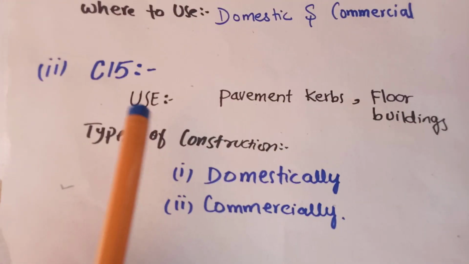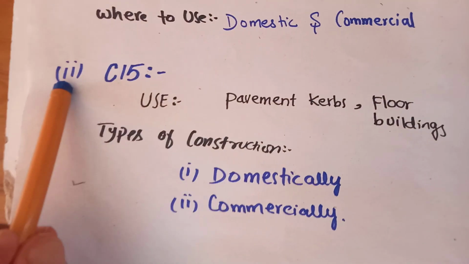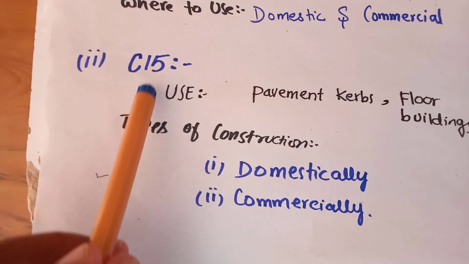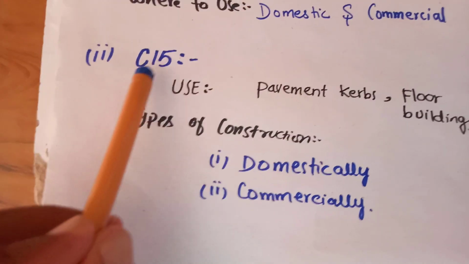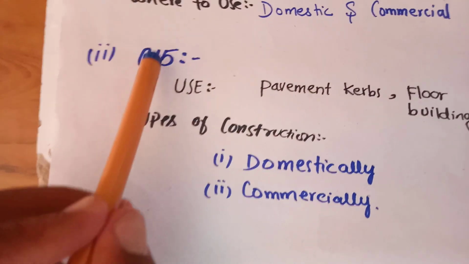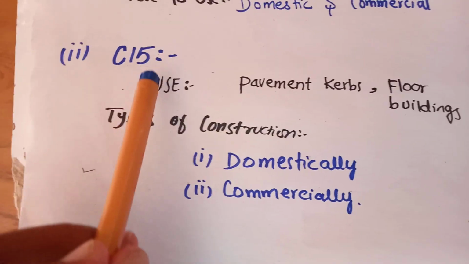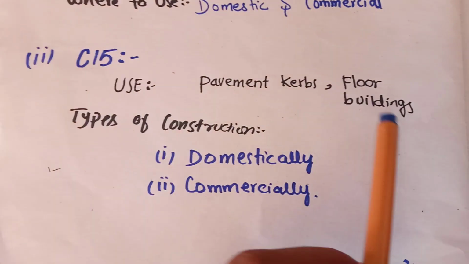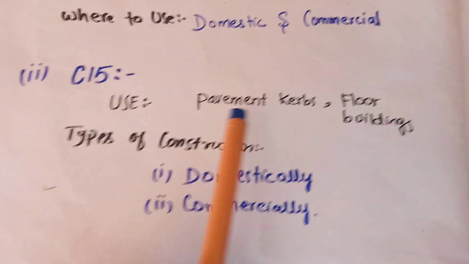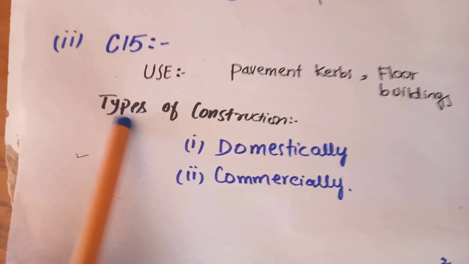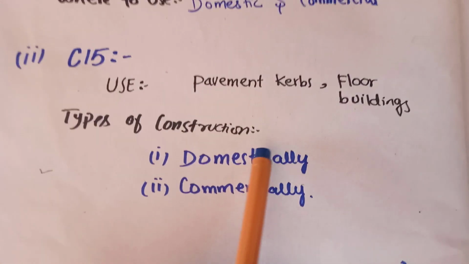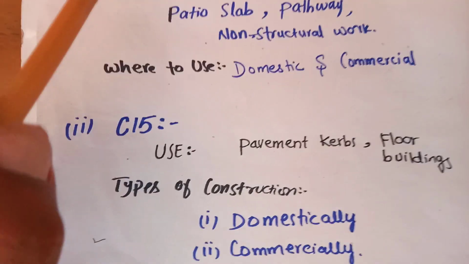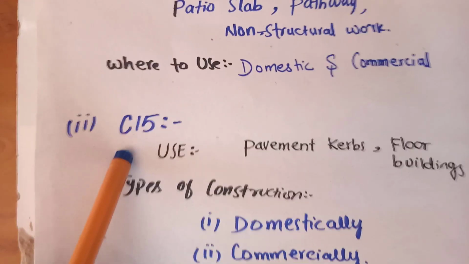Similarly, we can use C15. C15 cylindrical concrete grade. C is mix ratio, 15 is 28-day strength in megapascal. So we can use it in pavement curbs and floor buildings. In which type of construction can we use them? We can use them both domestically and commercially. This is for C10. This is for C15.